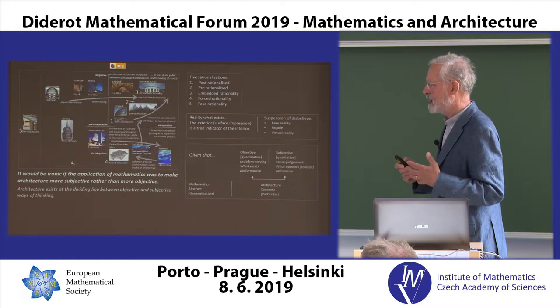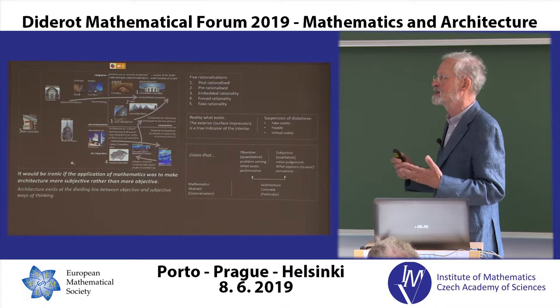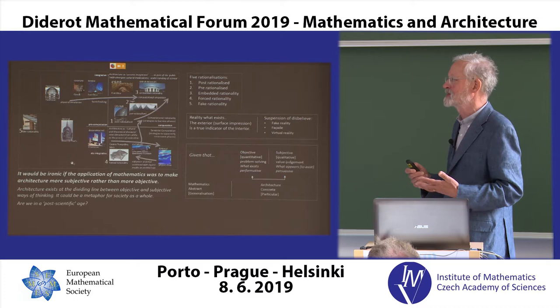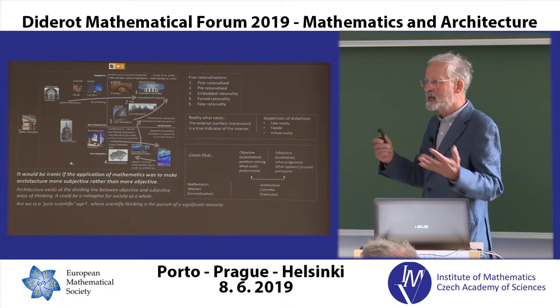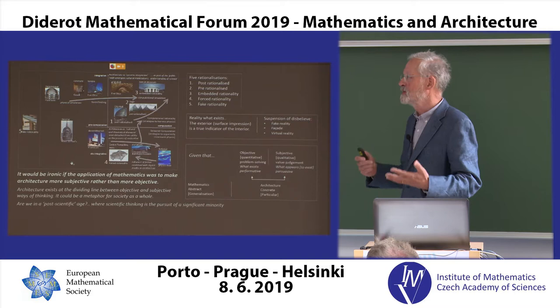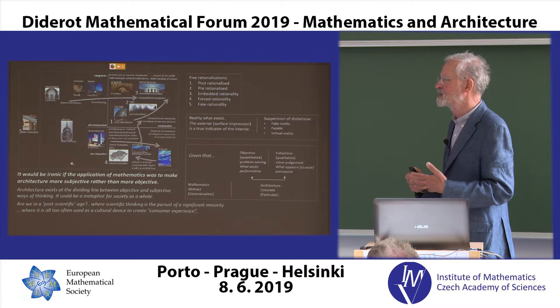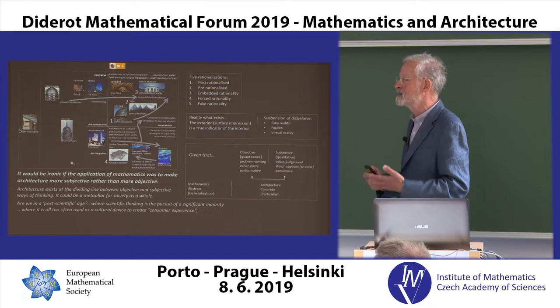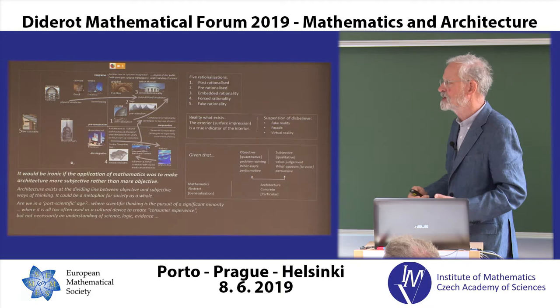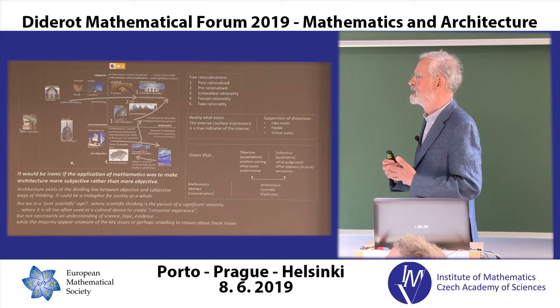my conclusion is that architecture exists as a dividing line between the objective and subjective ways of thinking. And essentially, it could be a sort of metaphor for society. If you like, we really live in a post-scientific age. We're gathered together here, and we're a significant minority engaged in scientific thinking. But all too often, a lot of this is used as cultural devices to create consumer experience. It's not necessarily the transmission of understanding of science, of logic, of evidence.